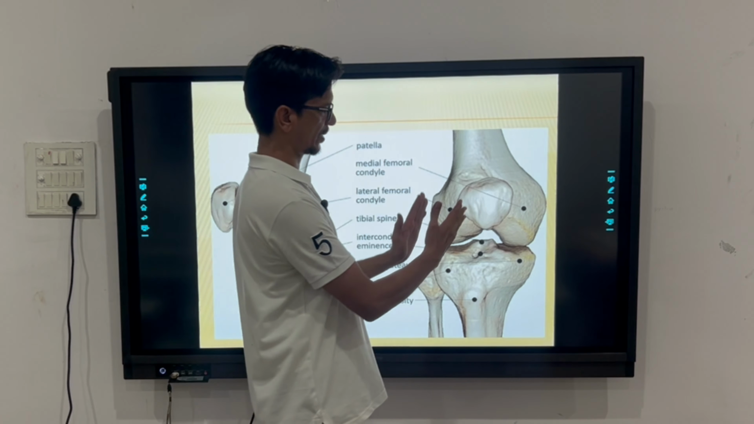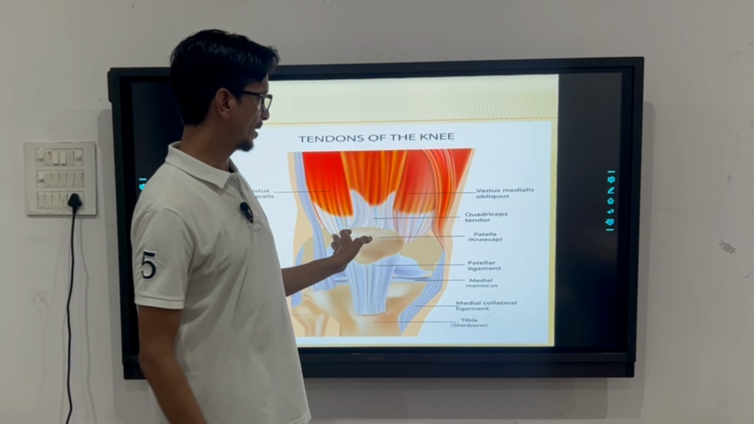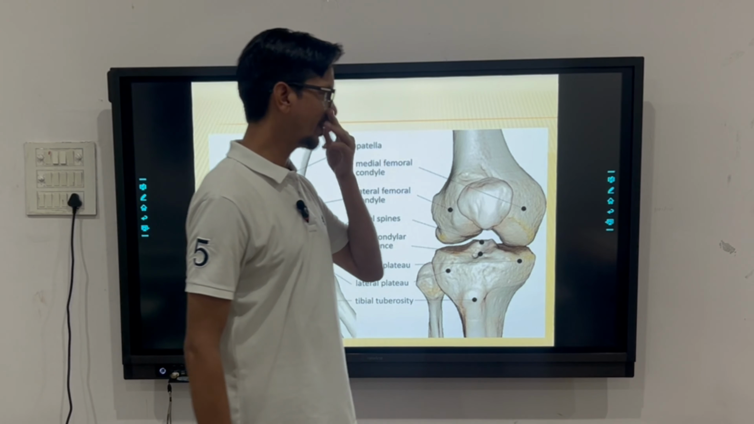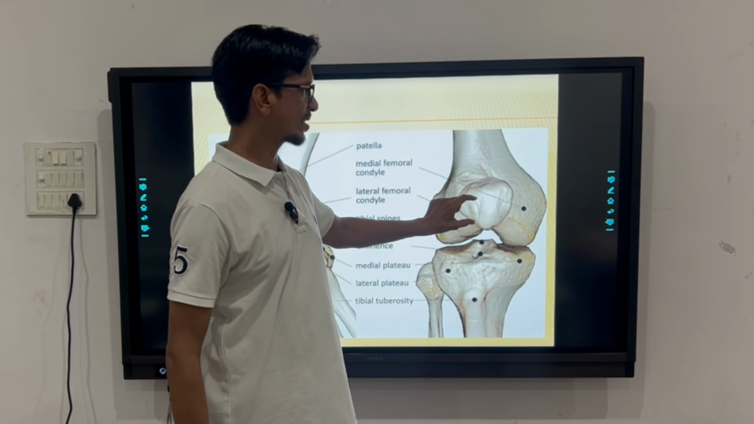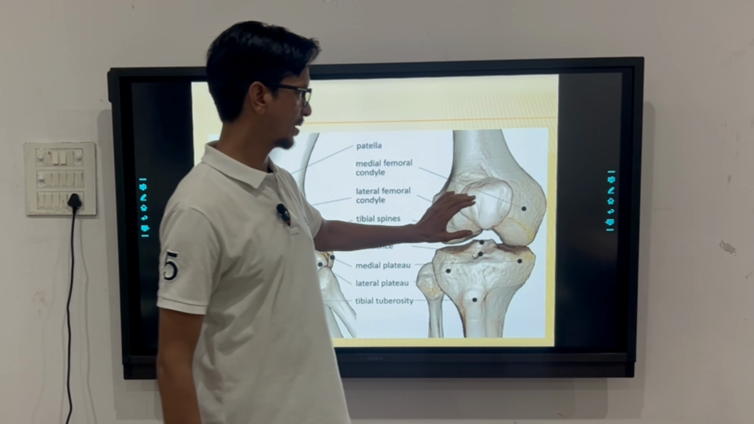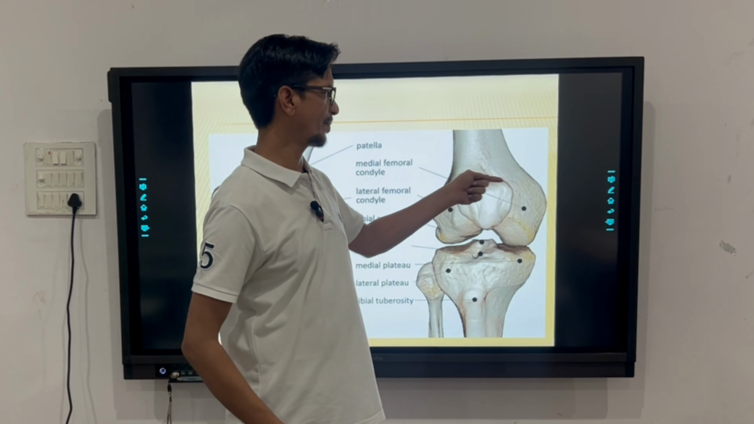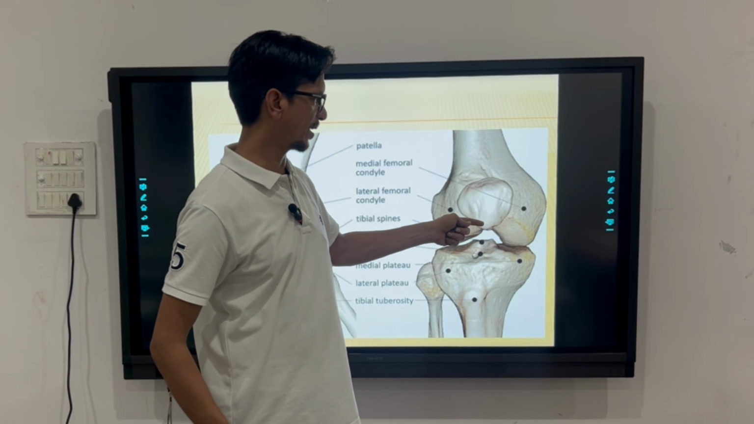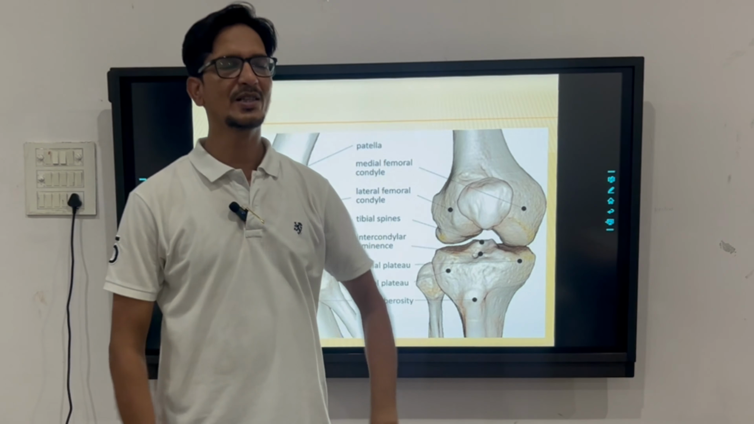So basically here we can see, just focus on the anterior aspect. Here we can identify all the edges or all the parts of the patella except your posterior side of the patella. So this is the base of patella, apex of patella, lateral and medial edges of the patella.